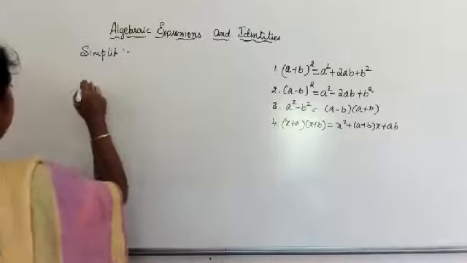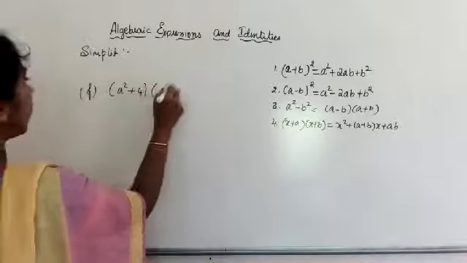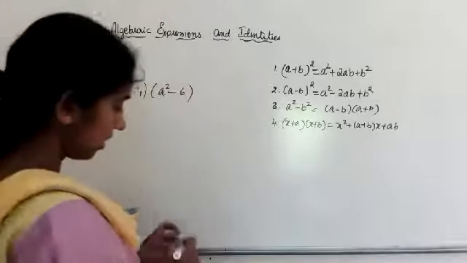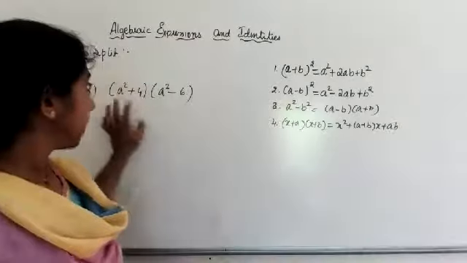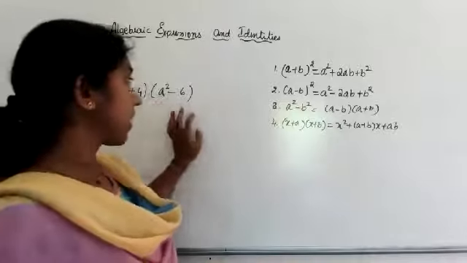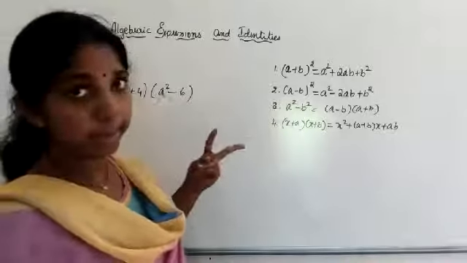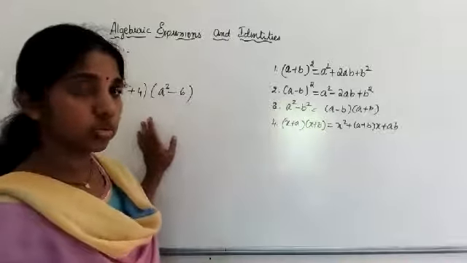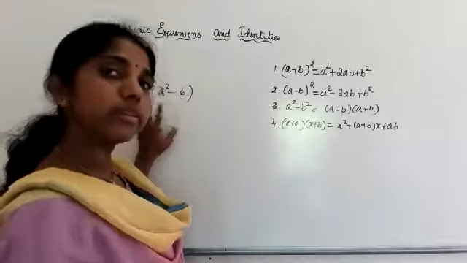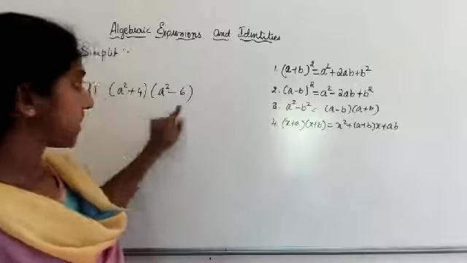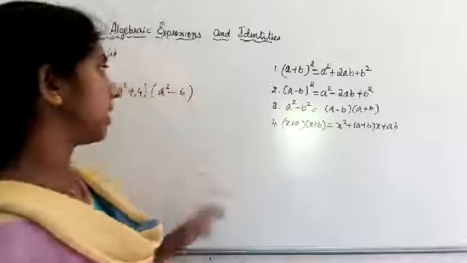F. So that is a square plus 4 into a square minus 6. Now which identity are we supposed to use? Is it the third one? Just look. We have two factors with two terms, but in both the factors, the second terms are different. That's 4 and 6. So it comes under the fourth identity.